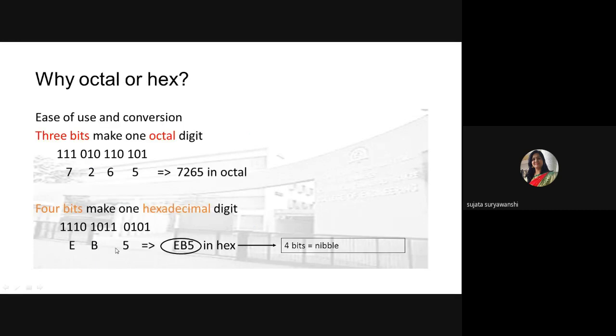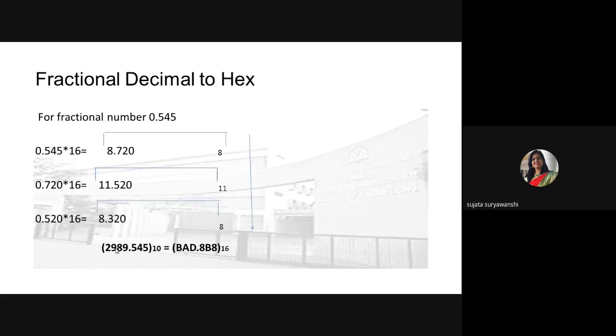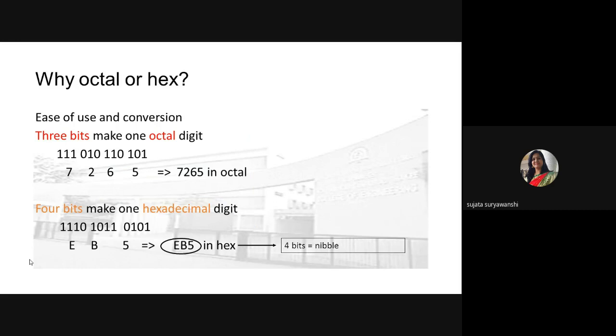So next, conversion from decimal to binary, decimal to hex, and decimal to octal is covered. Now, suppose the hex number is given and you have to convert the hex number into a binary number or a decimal number. Then how will you convert it? We'll see in the next PPT.